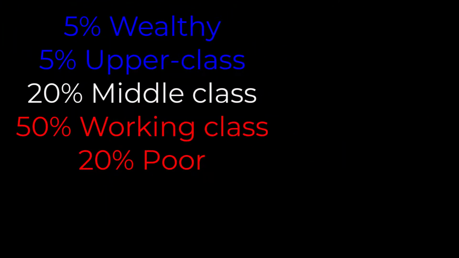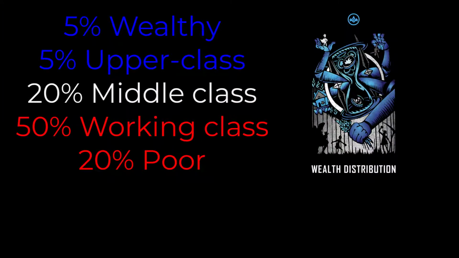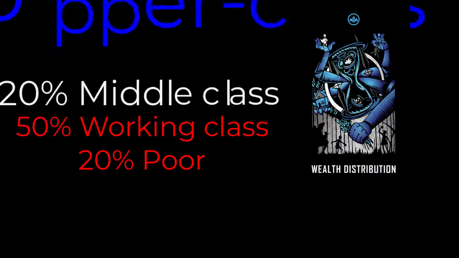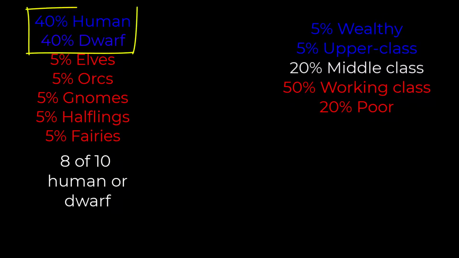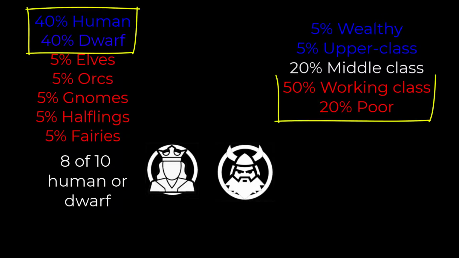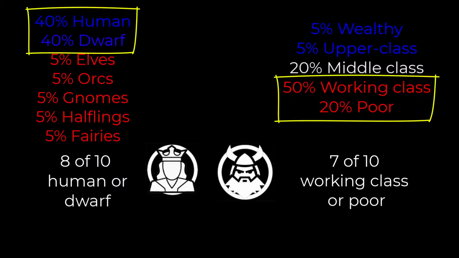Using this example, with 70% of the population being working class or poor and the wealth being concentrated in the top 10%, I would expect there to be significant class tensions. To add complexity, start by cross-referencing these demographics. This is particularly useful thinking about representation in the makeup of your catalog and hence your world. Going purely by mathematics, 8 out of every 10 characters would be a human or a dwarf, and 7 of 10 characters would be working class or poor.